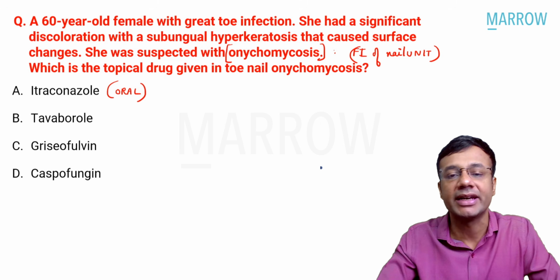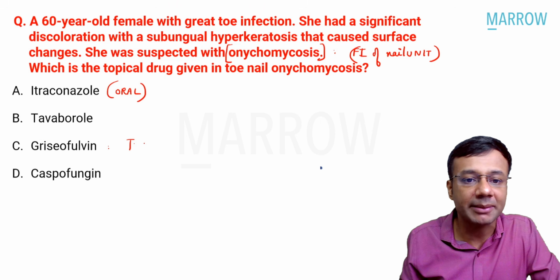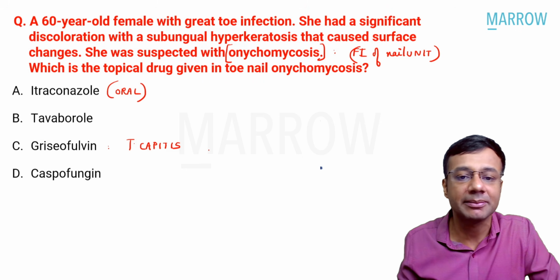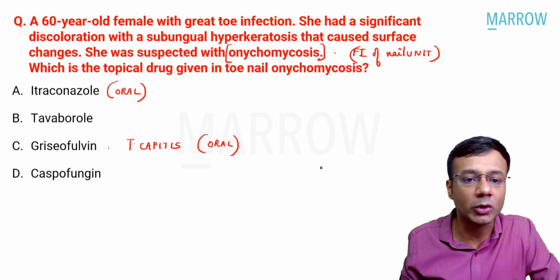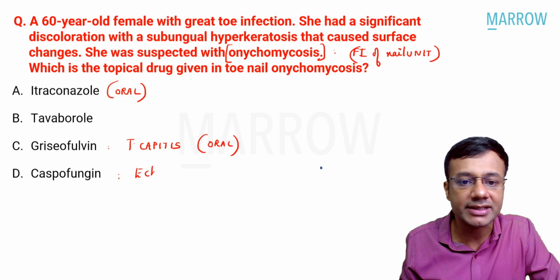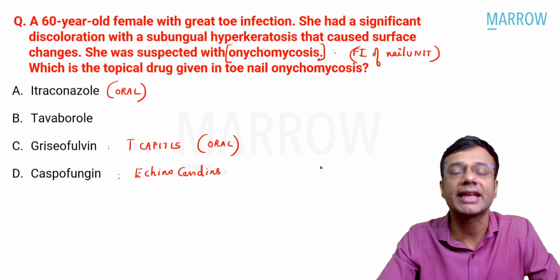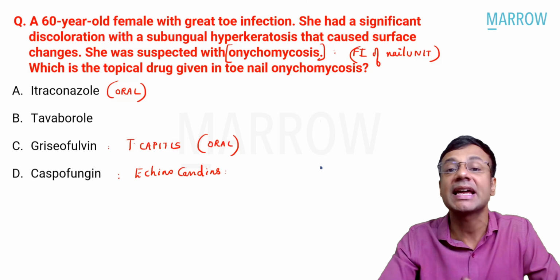Option number C is griseofulvin. Generally, when we study griseofulvin, we are going to be reading it in the context of tinea capitis. So it is regarded as the overall drug of choice in tinea capitis. And we can also use it in dermatophytes as well. But then please remember, students, that this is also an oral drug. When we look at option number D, caspofungin. So caspofungin belongs to a group of drugs called echinocandins. Generally, we use echinocandins in invasive fungal infections, like invasive aspergillosis or invasive candidiasis, or generally the Candida species apart from albicans.